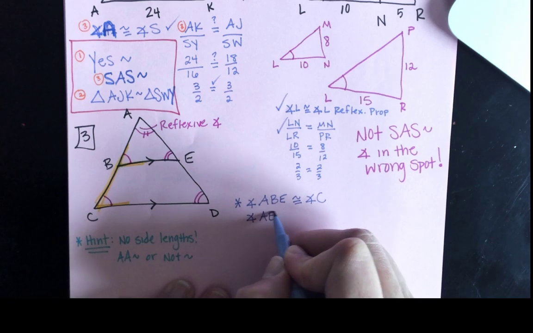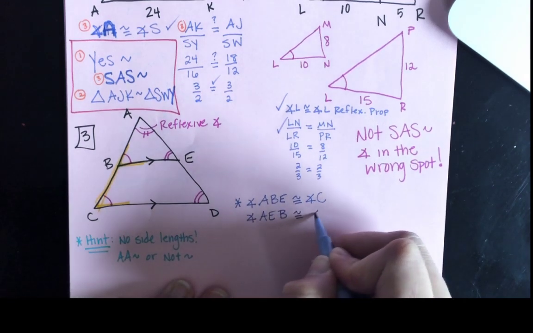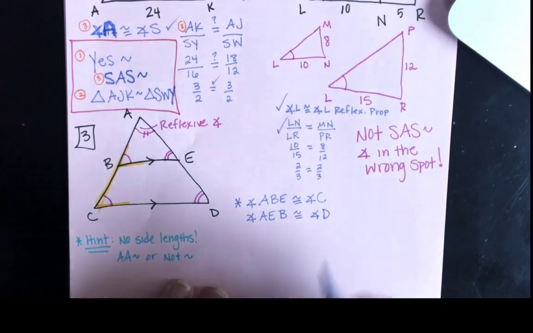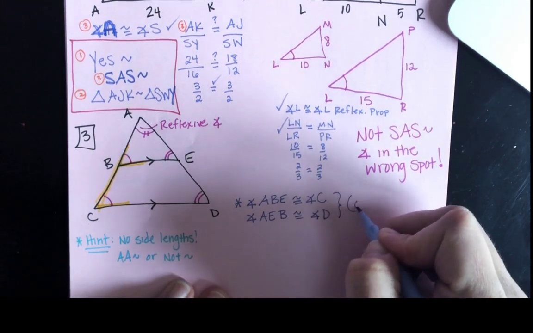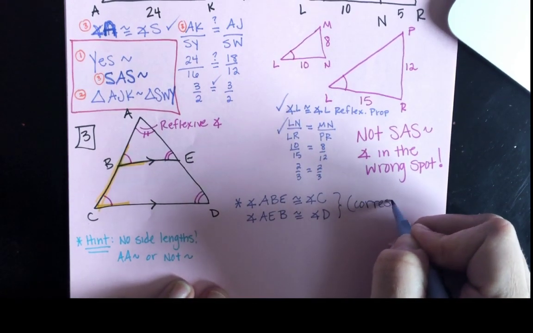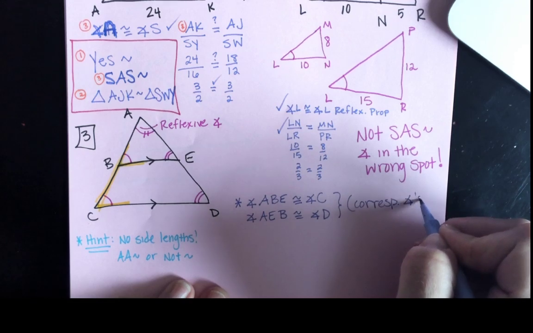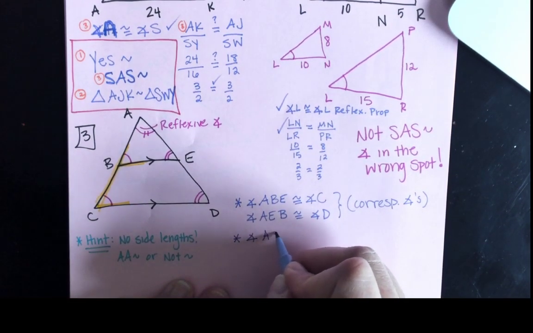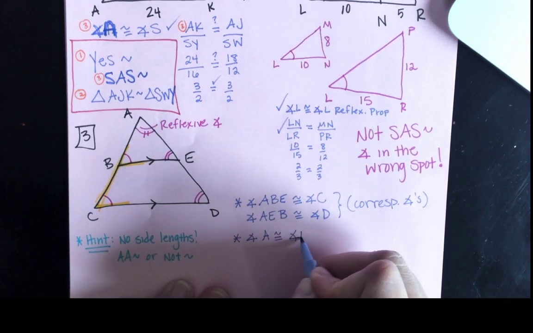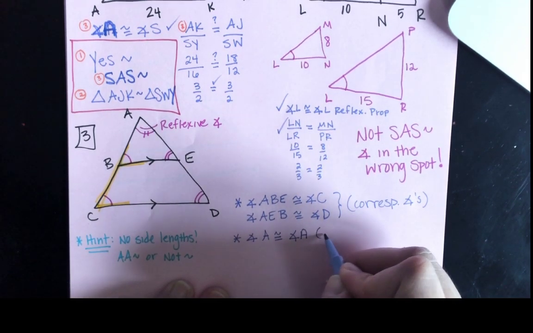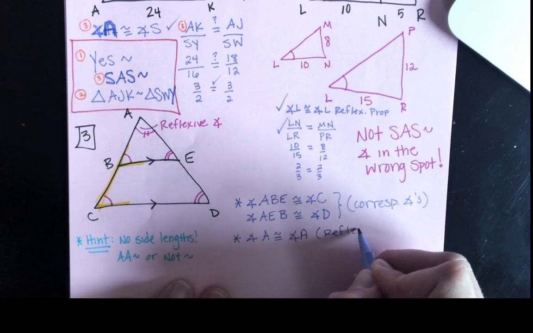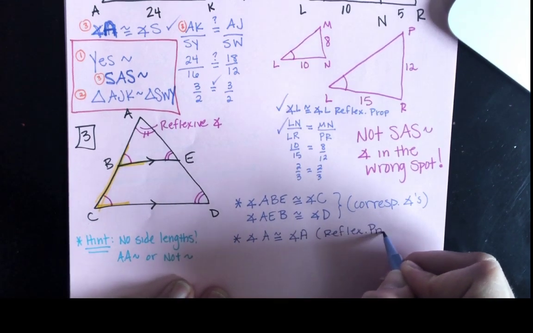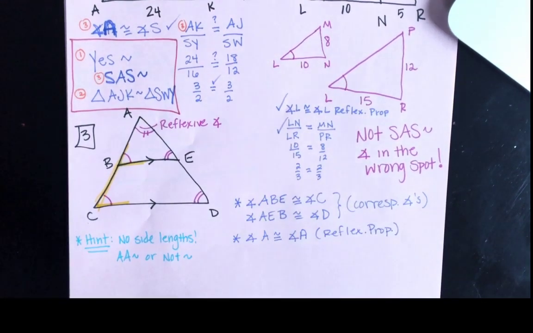Angle AEB is congruent to angle D, and these are corresponding angles. You might find it's easier just to say angle A is congruent to angle A and say that that's because of the reflexive property. The only thing that you need to do is list 2 of them, and it doesn't matter how you list them.